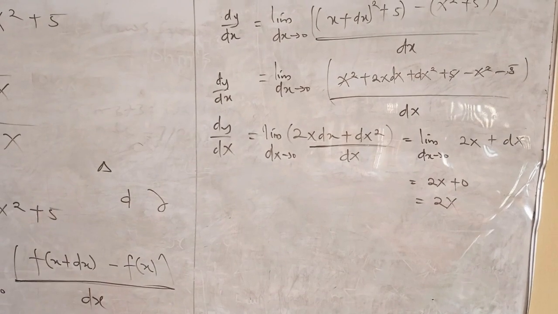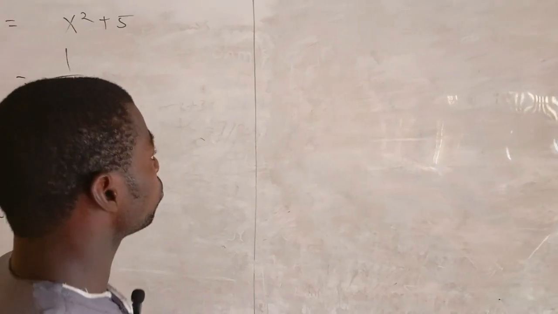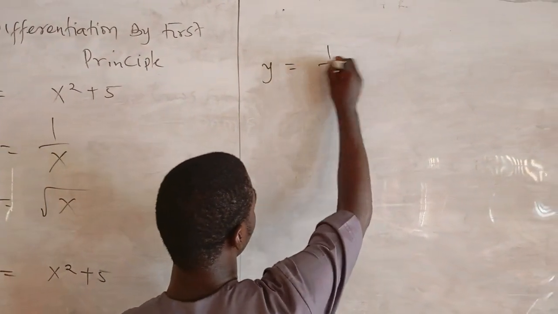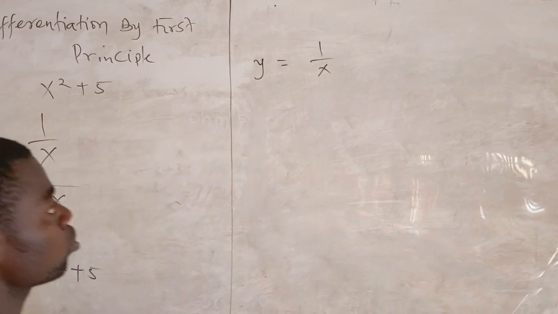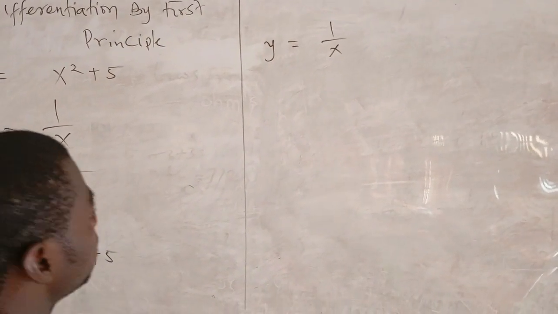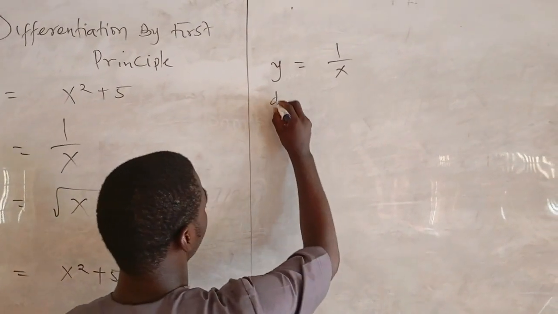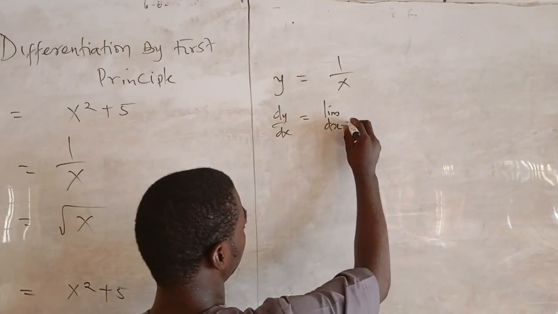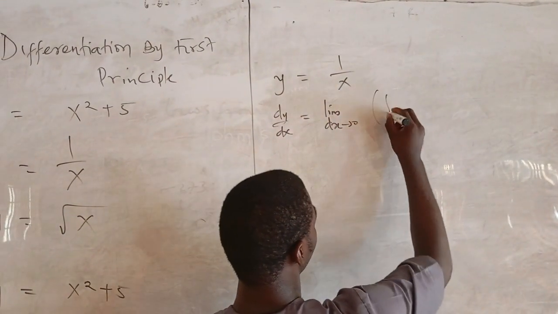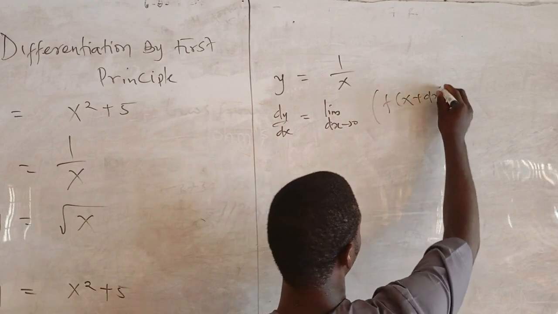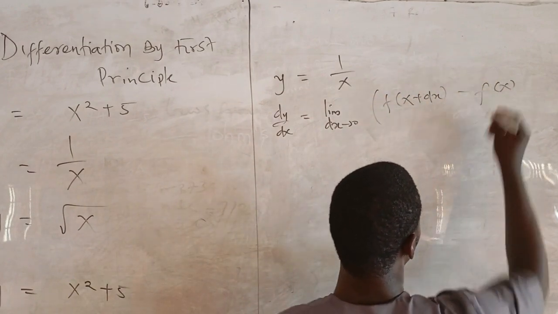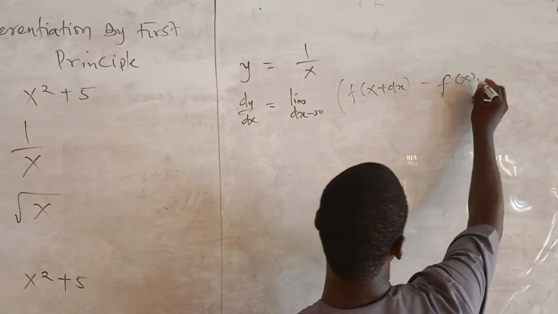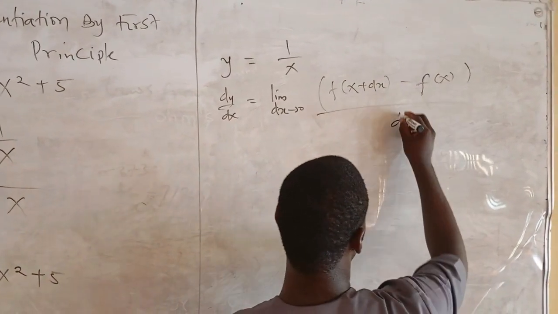Okay, so I want to use this part of the board. So to the next question, we have that y is equal to 1 all over x, right? So the formula still remains the same, right? That dy over dx is equal to the limit as dx approaches 0 of f of x plus dx minus f of x divided by dx.